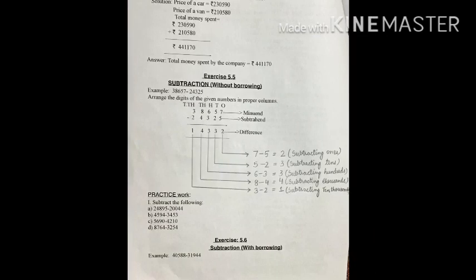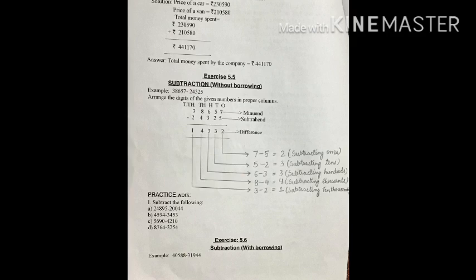Now here, one more word problem. Can you see here? A company purchased a car for rupees 2,30,590 and a van for rupees 2,10,580. Alright students, so then how much money did the company spend on these vehicles? So total expenditure you have to find. Again we are saying total, that means you have to add.